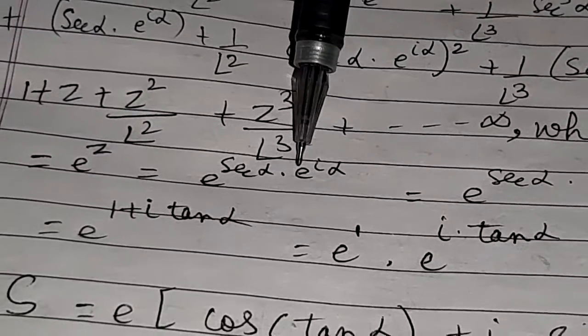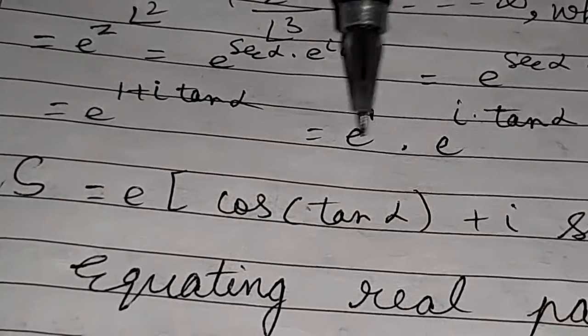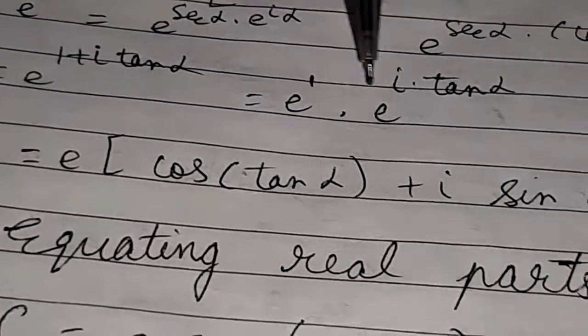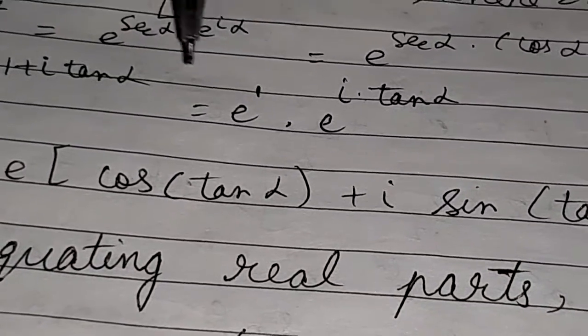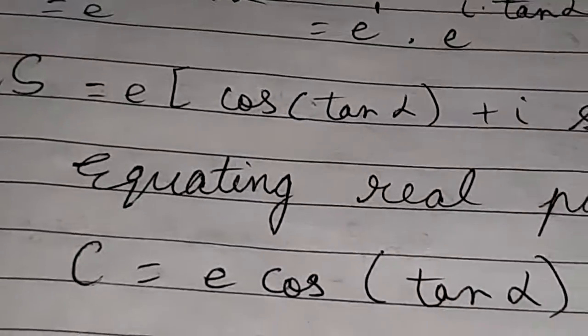Now substituting the value of e raised to power iota alpha as cos alpha plus iota sin alpha, secant alpha is 1 over cos alpha, so this cos alpha will be cancelled out and become 1. Sin over cos is tan alpha. Now splitting the bases, we will get e raised to power 1 into e raised to power iota tan alpha. This is our C plus iota S expansion. E raised to power iota theta is cos theta plus iota sin theta.